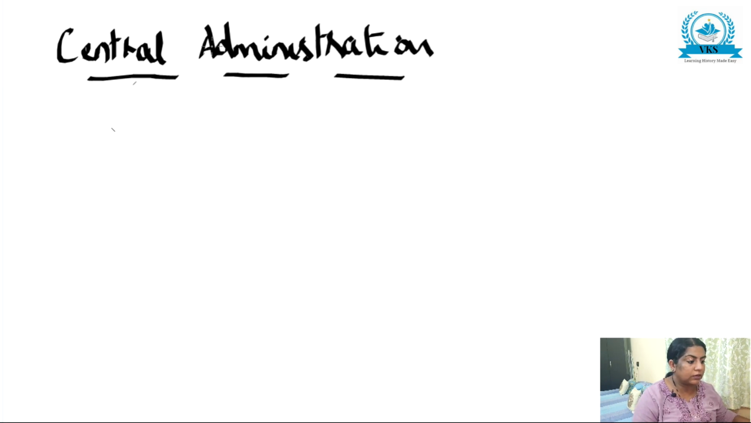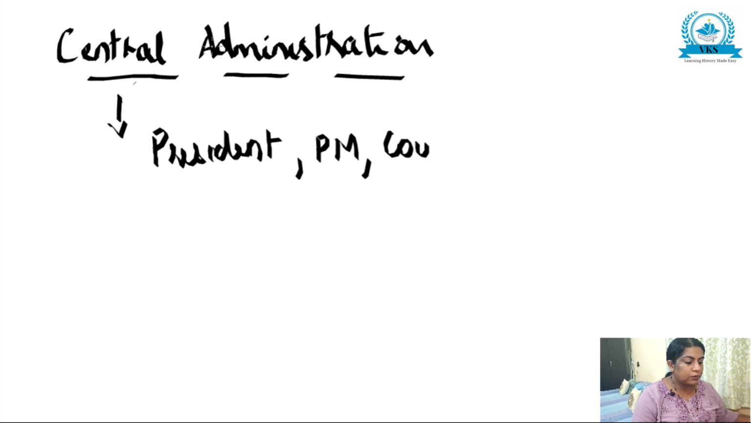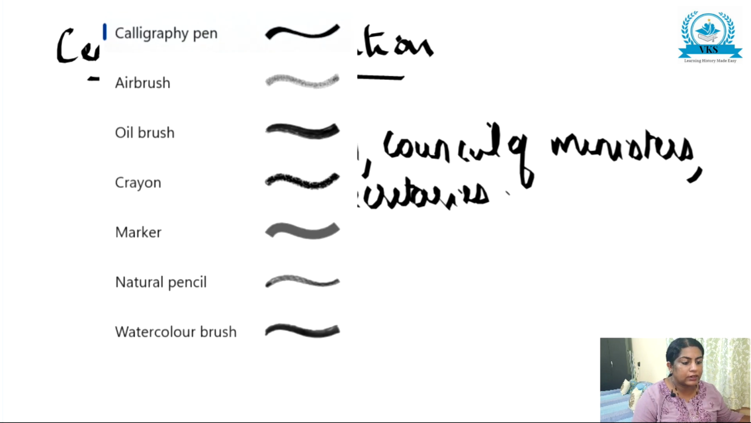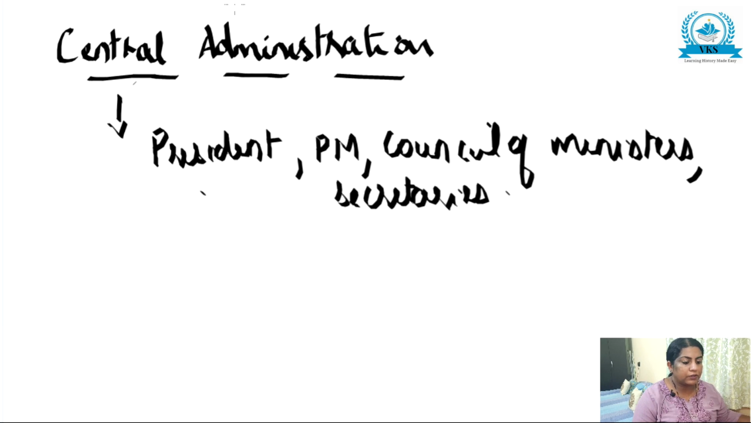So let us see who all are included in the central administration. We have the president, then the prime minister, then the council of ministers, and then secretaries to all these offices. So all these together are included in the central administration.